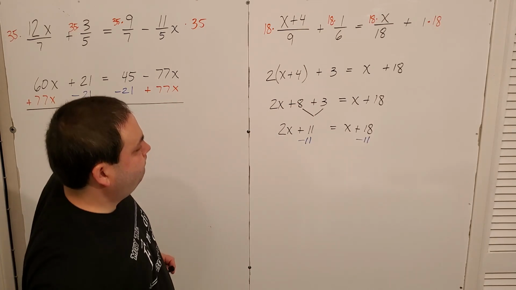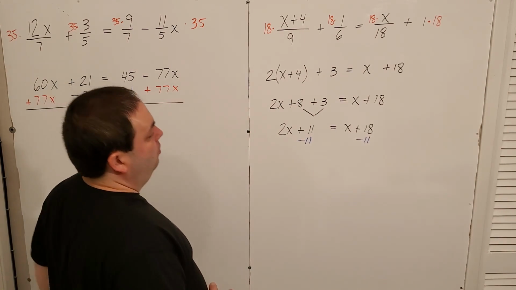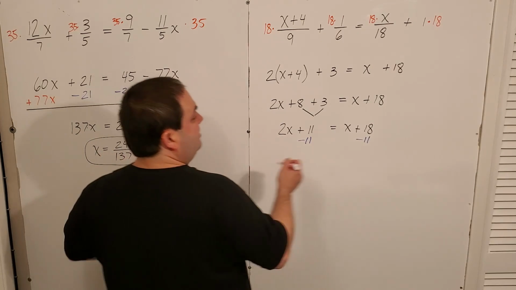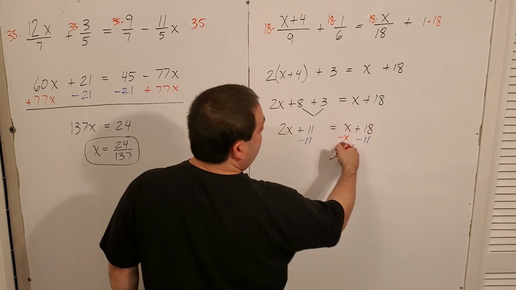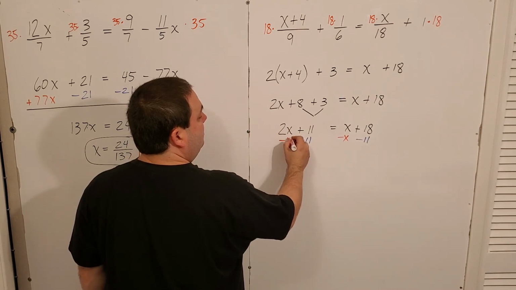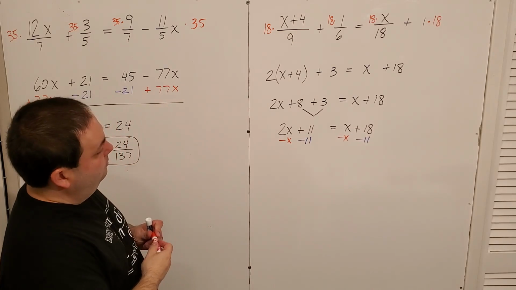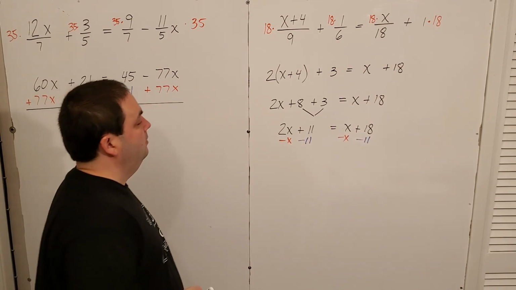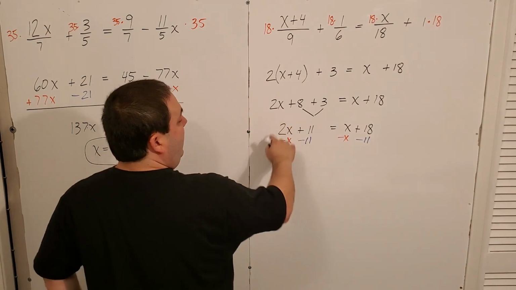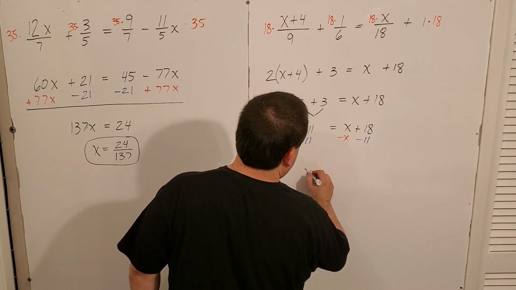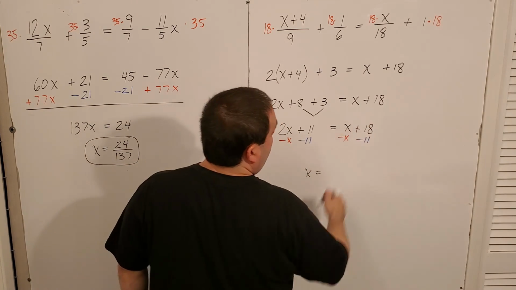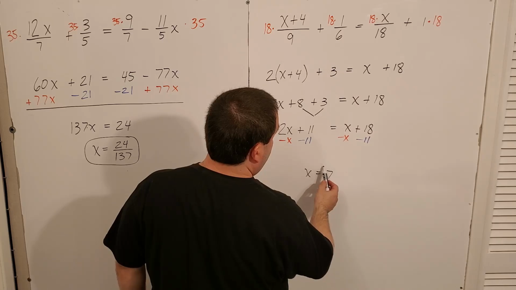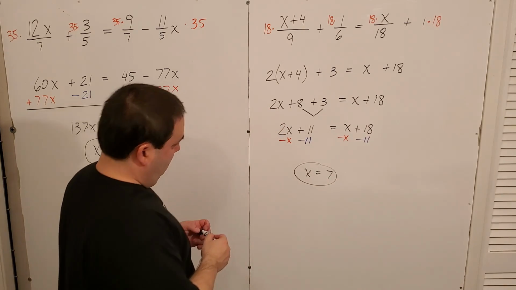Okay? And of course, also, I have this x to get rid of, because that shouldn't be on that side. So I balance it on this side with a minus x also. So then I've got a total of x, and 18 minus 11 is 7. Okay.